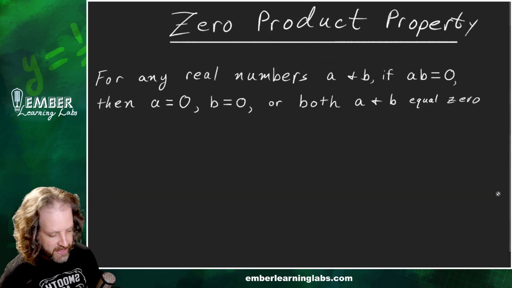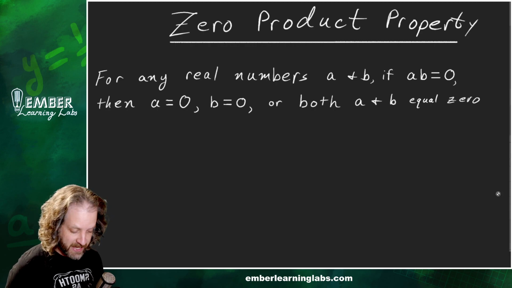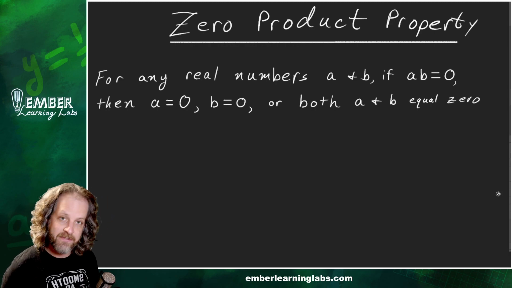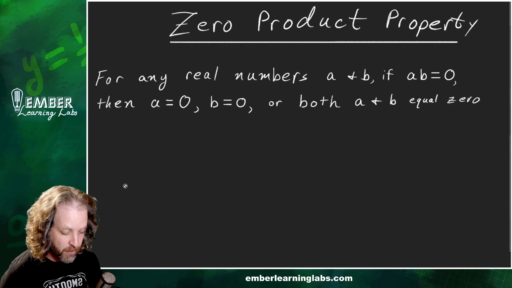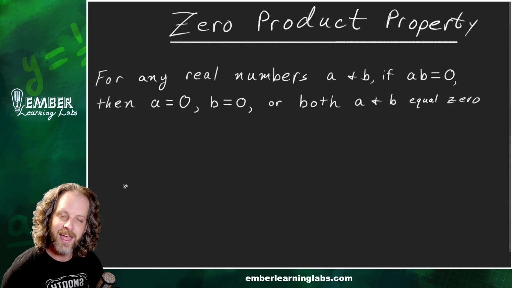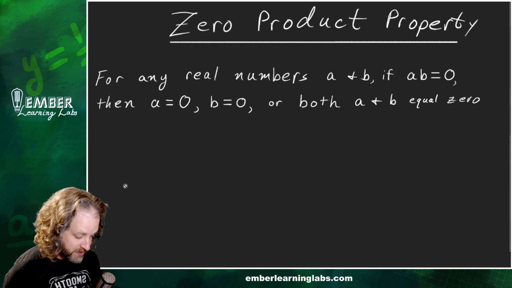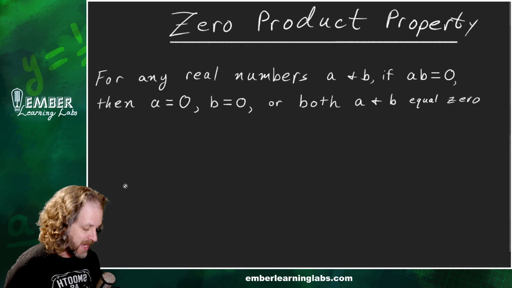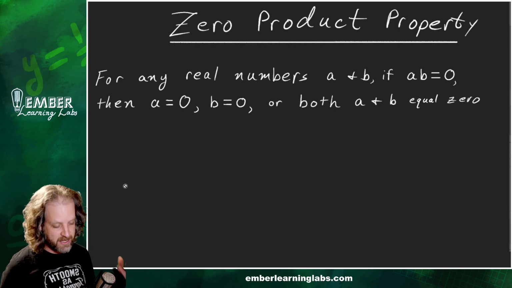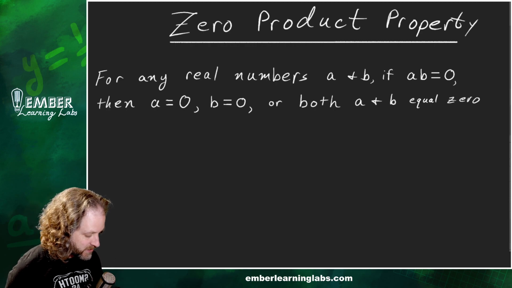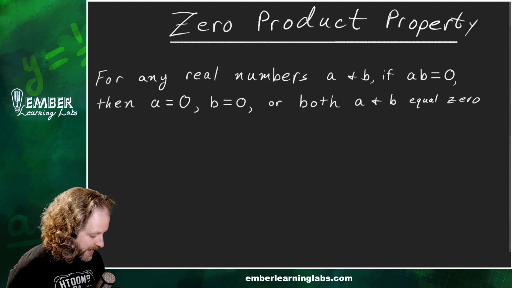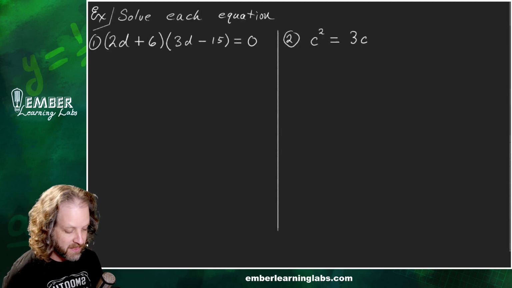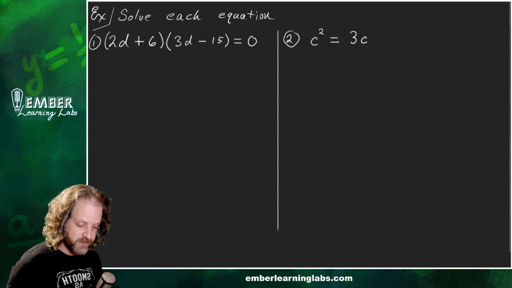So the zero product property says for any real numbers A and B, if A times B equals 0, then A equals 0 or B equals 0, or both A and B equal 0. Now, what this property effectively allows us to do is solve a problem like these. It lets us solve something like this.